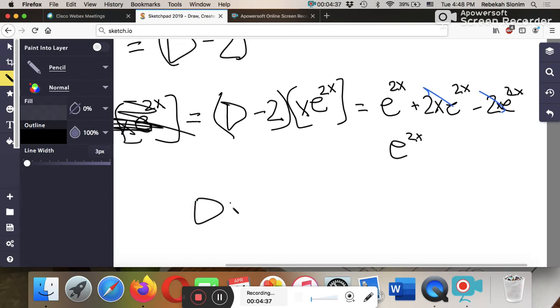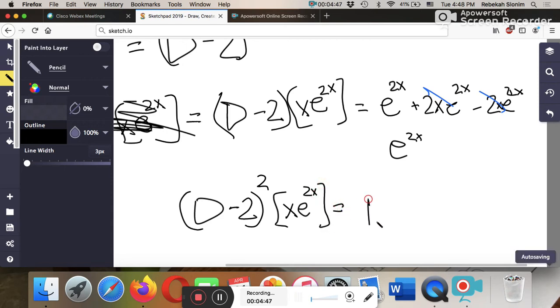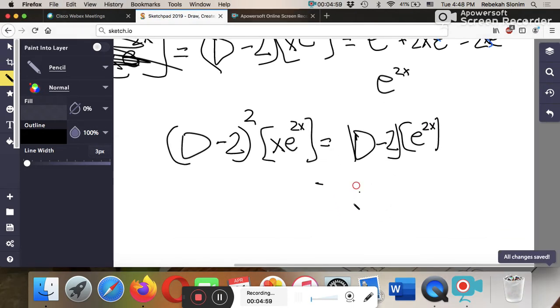But then if I take D minus 2 squared and apply it to x e to the 2x, that's just D minus 2 applied to e to the 2x, because if I apply it once, I get e to the 2x. I apply it a second time, and we'll see what I get. Now I get 2e to the 2x minus, because I take the derivative, that's the D part, and then the minus 2 times the whole thing, and you see that that is 0.